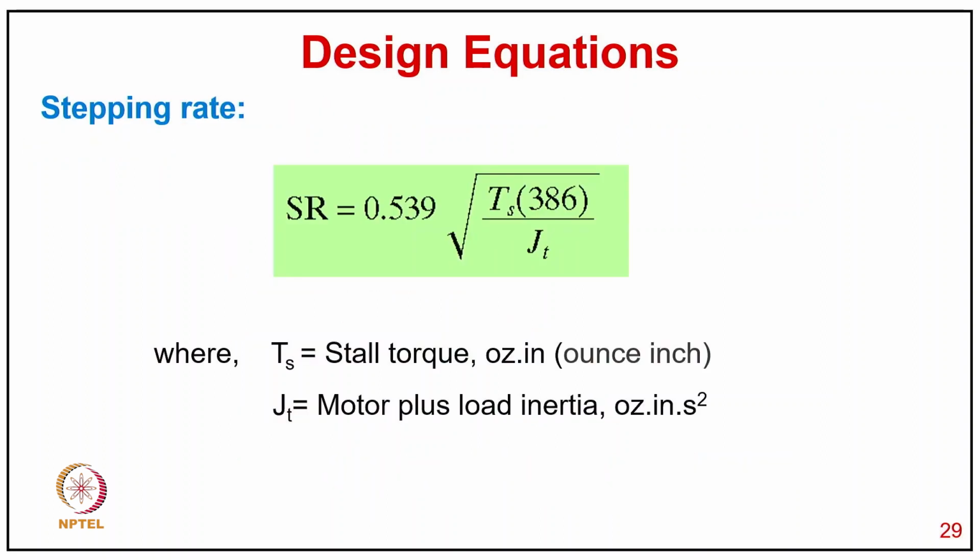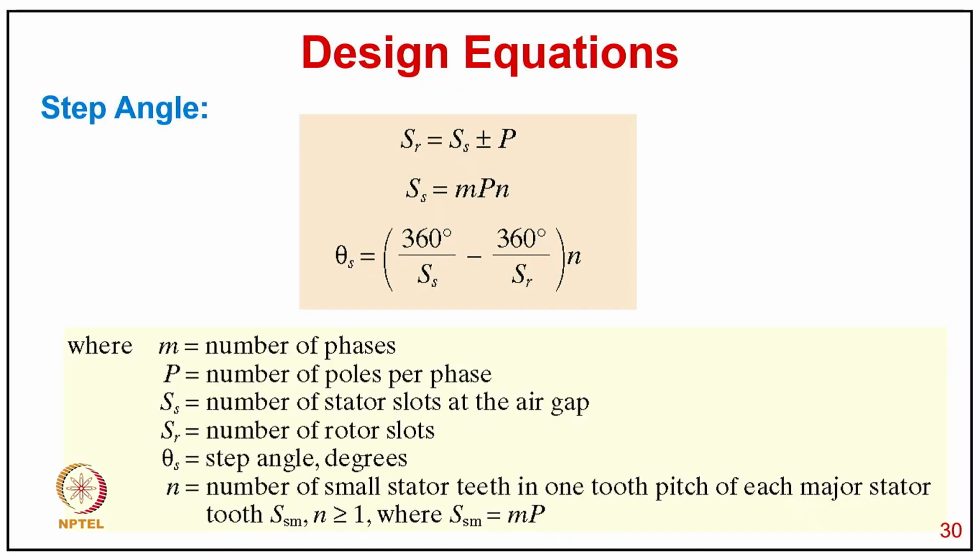And now coming to stepping rate. Stepping rate is equal to 0.539 under root TS 386 by JT, where TS is the shaft torque in inch, and JT is the motor plus load inertia, that is 1 inch and second square.